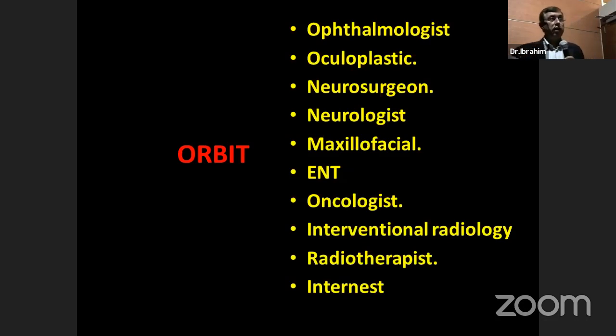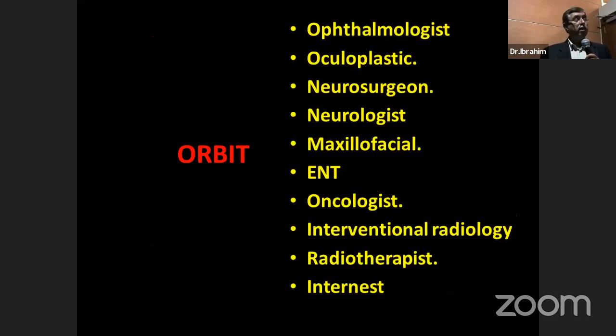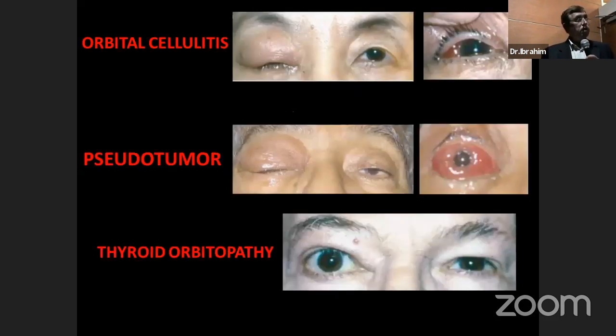We always say the eye is the window of the brain. If you look into the eye, you'll see lots of pathology. Maxillofacial surgeons, the ENT, the oncologist, the interventional radiologist, the radiotherapist, and the internist. Internists are very much interested in the orbits with all these autoimmune diseases and so on. So it's common ground for so many specialists. But I have to tell you, this was originally the land of the neurosurgeon. Dandy used to do all his orbital lesions on his own.